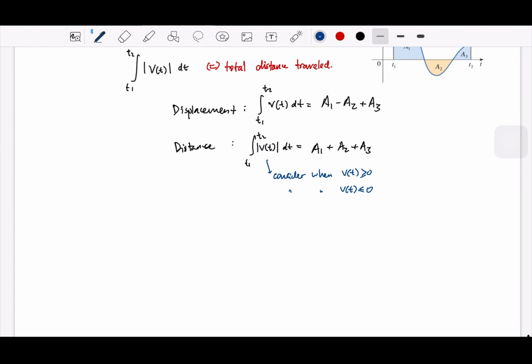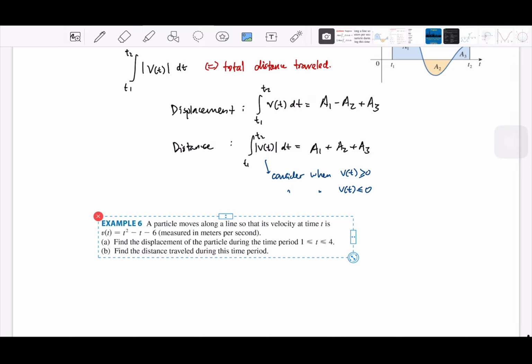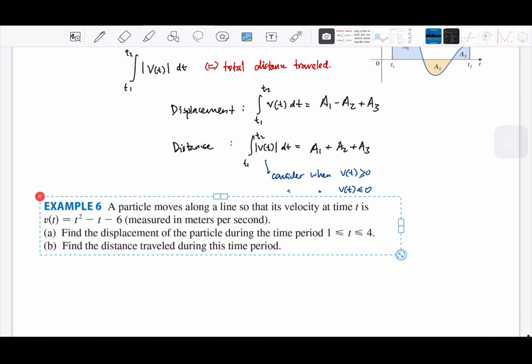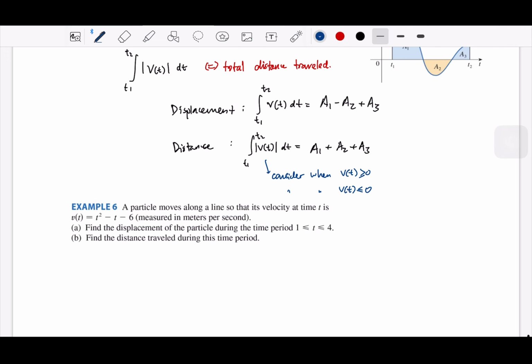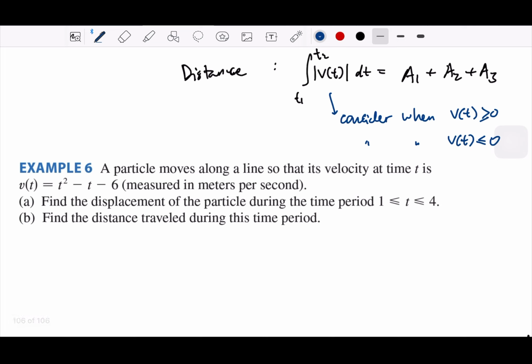A simple example that can be shown here is maybe this one, an example from your textbook. You have a particle that moves along a line, and the velocity function is t squared minus t minus 6, in units of meters per second. The question is finding the displacement over the interval 1 to 4, and finding the distance during the same interval.